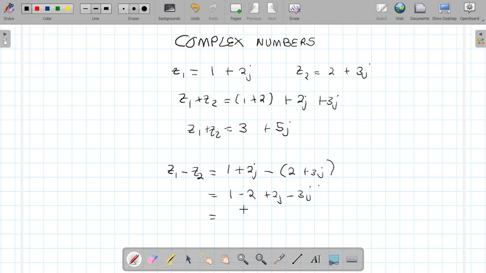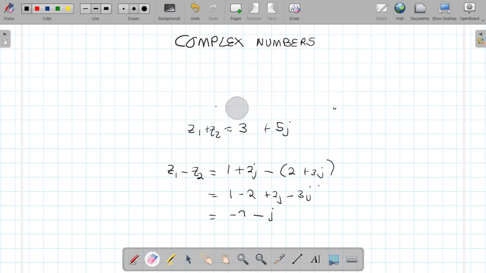Now 1 minus 2 is minus 1. And what is 2 minus 3j? 2 minus 3 is minus 1, so that is minus j. Great, so that is how you subtract two complex numbers, and that is how you add them. So let me just take care of this part so that we can move to something new.